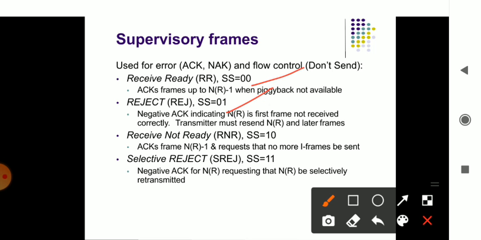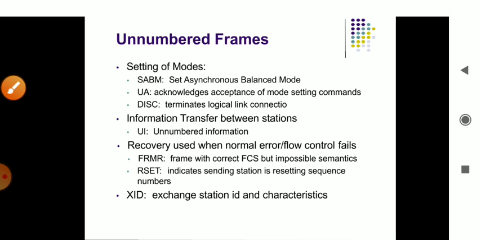And receive not ready is nothing but, if processing is still going on and the frame still has to be accepted, then the receiver may not be ready to accept the data. That is receive not ready. And selective reject is nothing but, whenever some problem is there that may affect the other frames also, at that time a selective reject can be chosen. Okay, this is your supervisory frames.